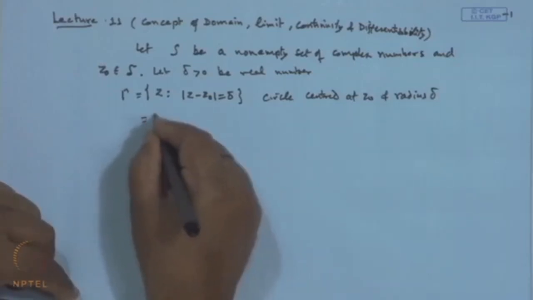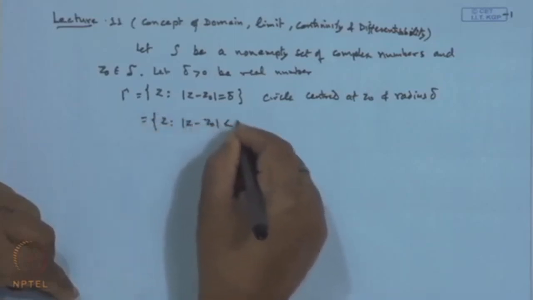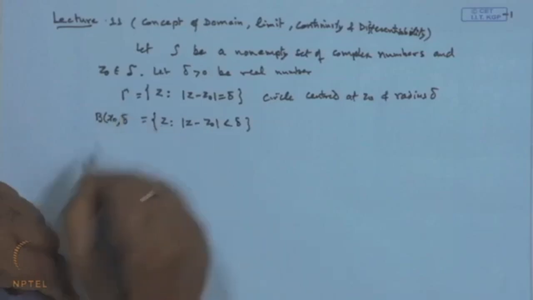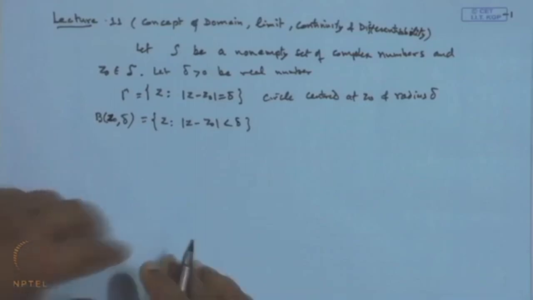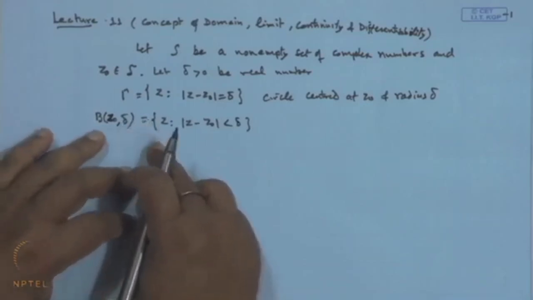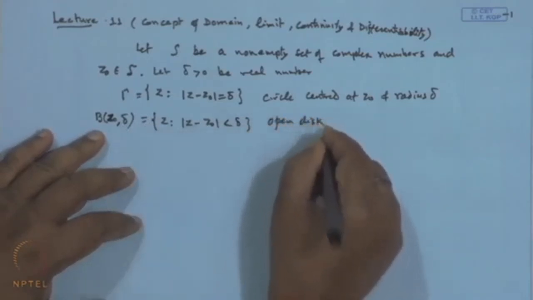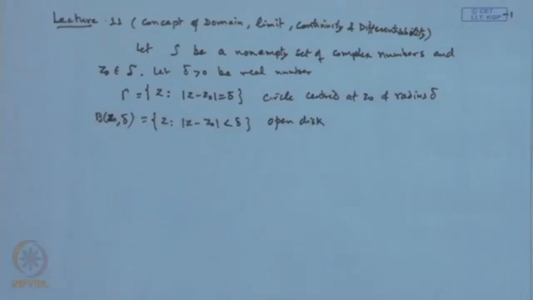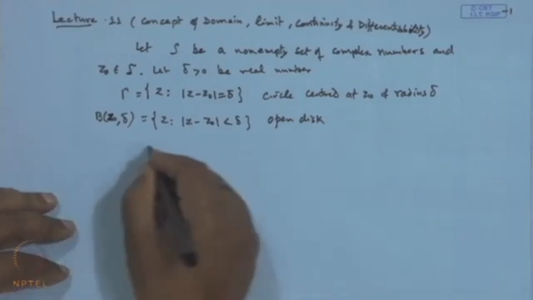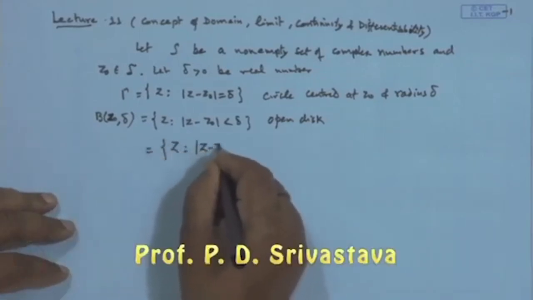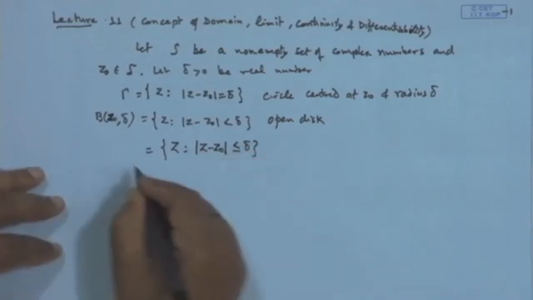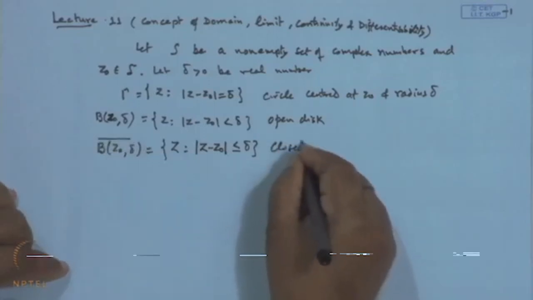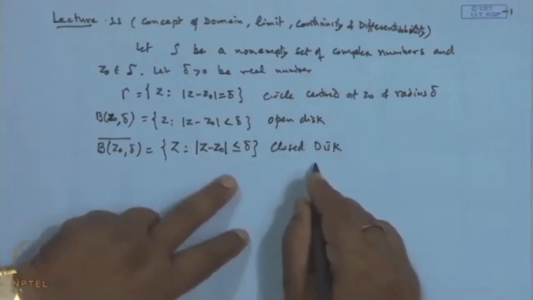Similarly, when you say the set of those points Z such that mod Z minus Z naught is less than delta, then this collection we will denote by V Z naught delta, the ball centered at Z naught with the radius delta, and it is an open disk. It is called the open disk centered at Z naught and with the radius delta. And then the closed disk, the set of those Z where mod Z minus Z naught is less than or equal to delta, this we denote by, say, V bar Z naught delta, where it is the closed disk centered at Z naught and radius delta.